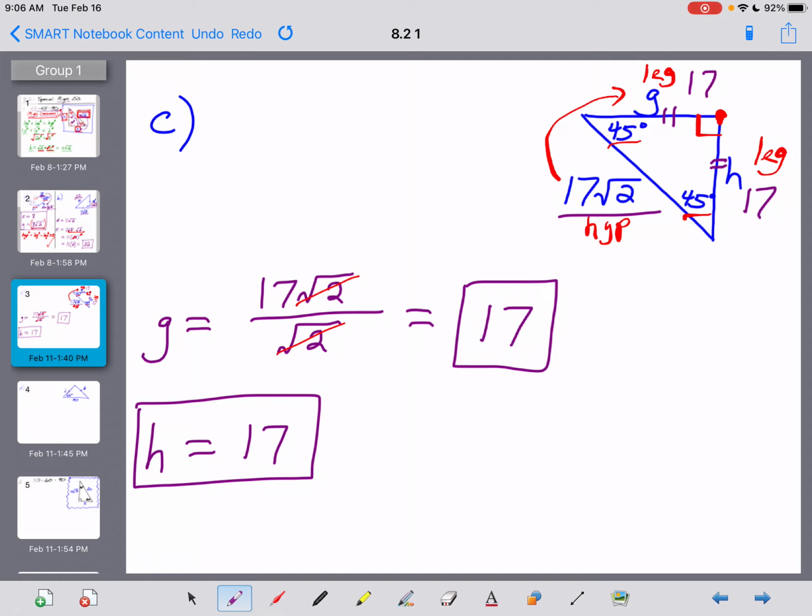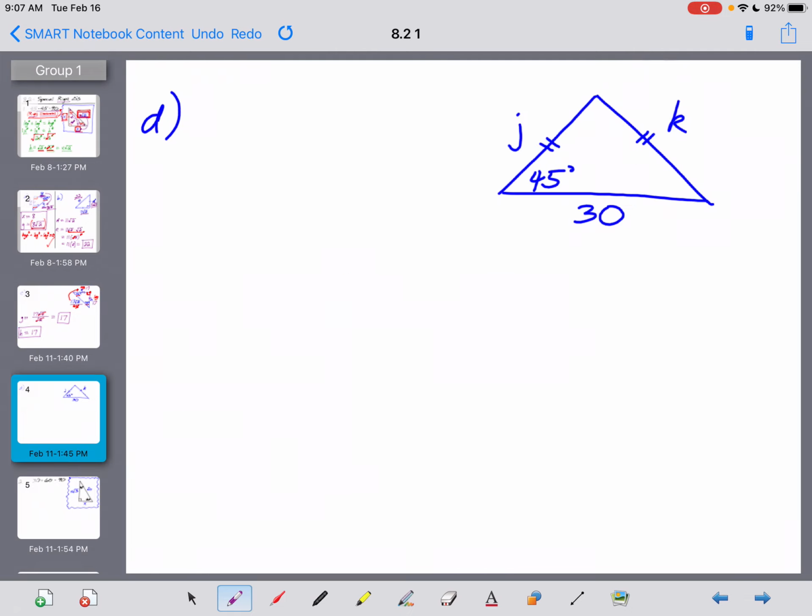So what have we learned? To go from leg to hypotenuse in a 45, 45, 90, we multiply by the square root of 2. To go backwards from hypotenuse to leg, you're going to divide by the square root of 2. And D is really kind of the same thing, although with a little twist.